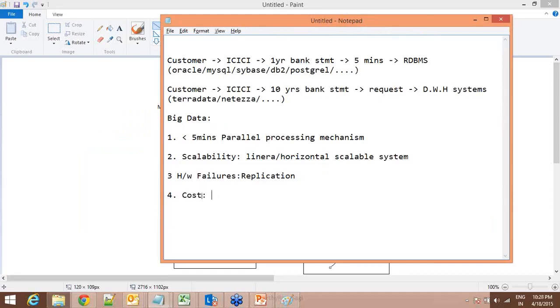Next is the cost. Database systems are fine cost-wise, but customers pay a good amount for maintenance and support every year. But if you come to warehouse systems, guys, these are very, very costly. Teradata and Netezza are proprietary tools, proprietary even to the architecture and the cluster.